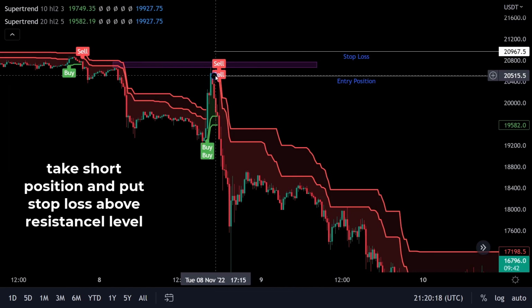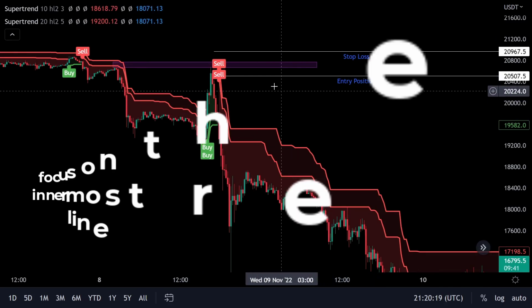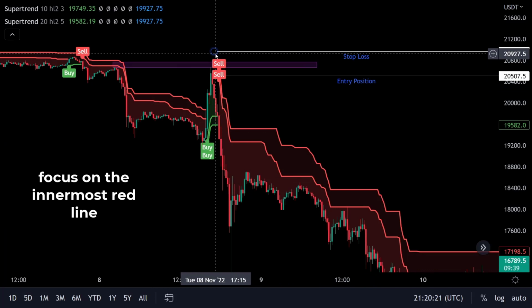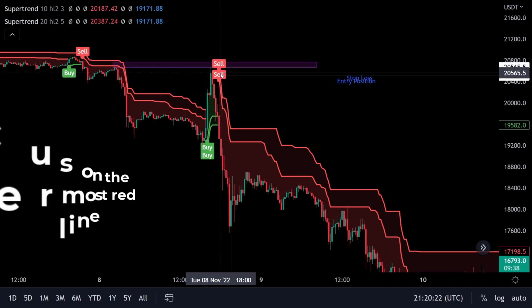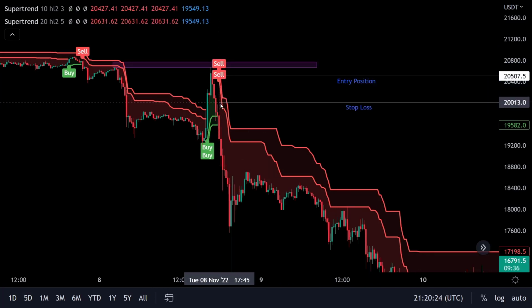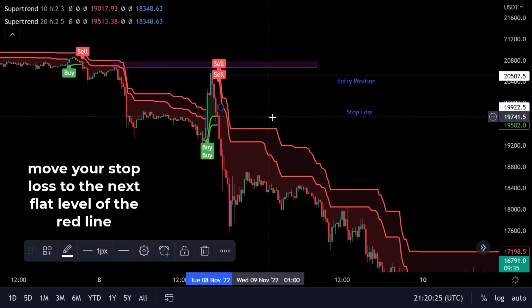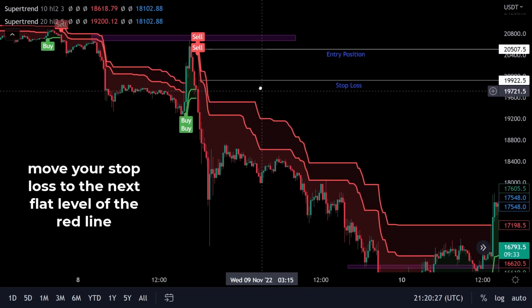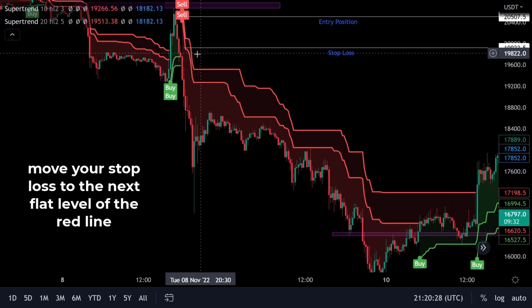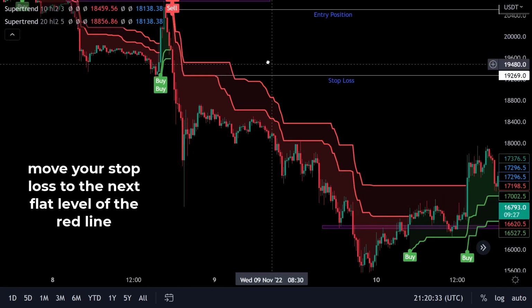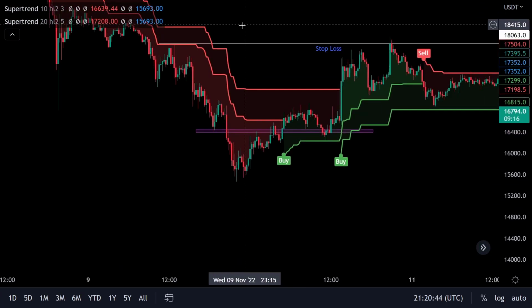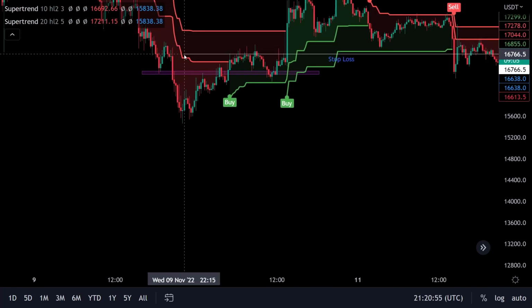Now we focus on the red line from the inner Supertrend operating on the lower time frame. As soon as this line crosses our stop loss, we wait for the red line to level. Whenever the red line flattens, we move our stop loss to this new level. We continue to move our stop loss until price reaches our last stop loss level and we take our profit. Again, we see some nice reward.